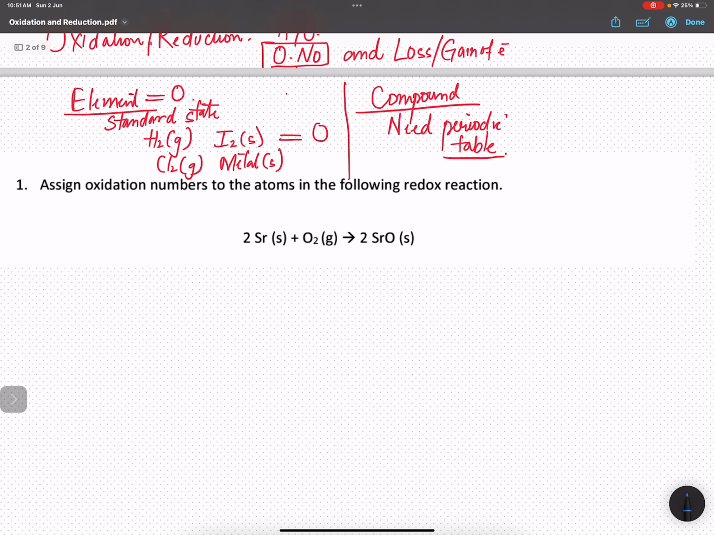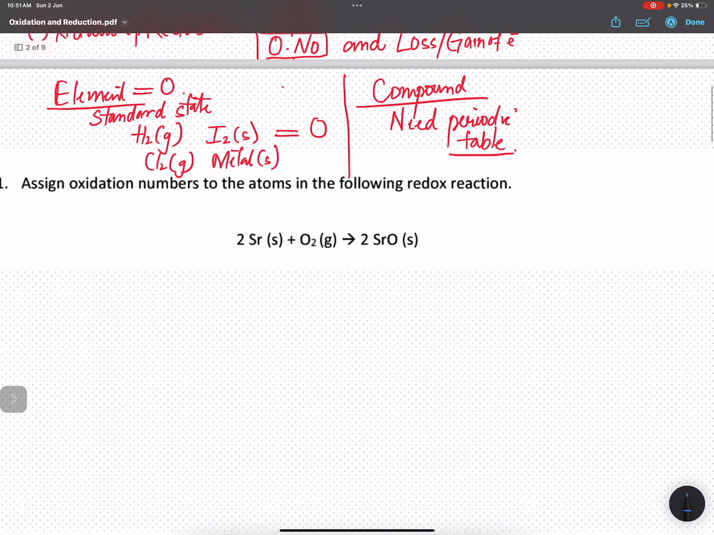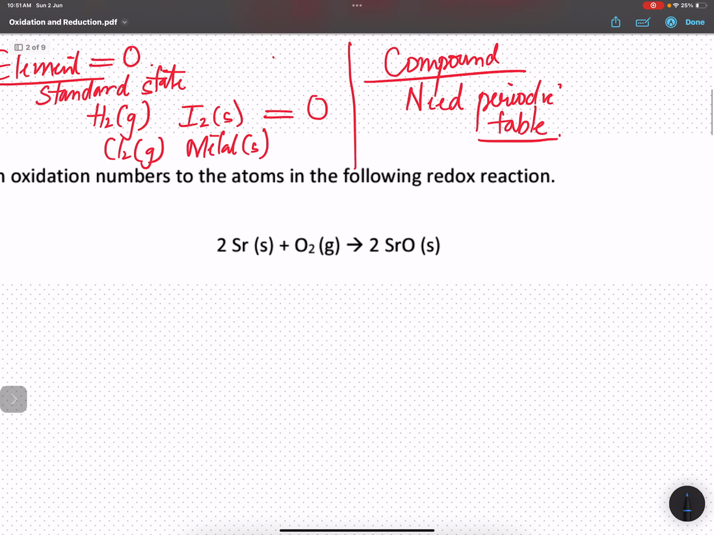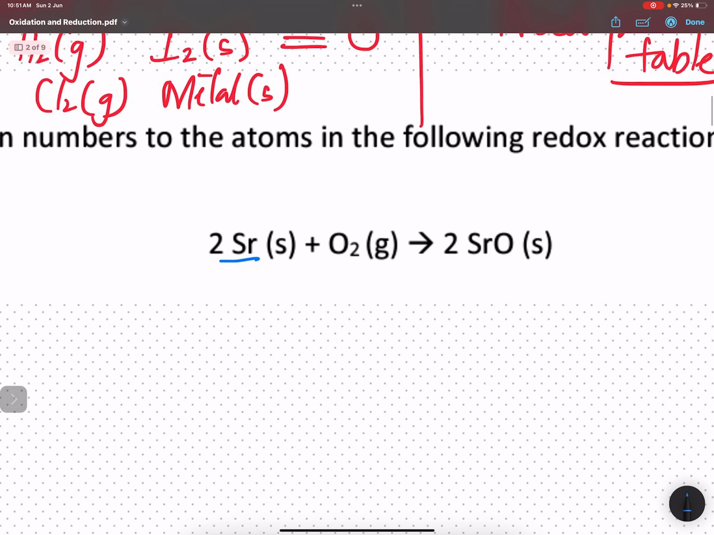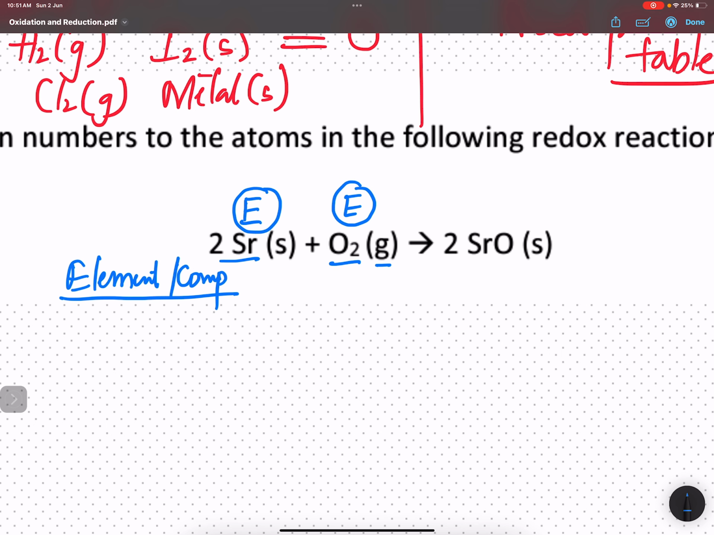Let's apply it. Assign the oxidation numbers to the atoms in the following redox reactions. First, I would suggest you identify the substance as an element or a compound. You can see strontium is by itself, it's an element. Oxygen is a gas by itself, an element. Whenever it's an element, the oxidation number is going to be 0.